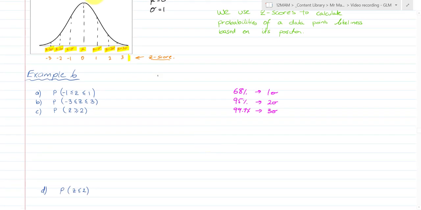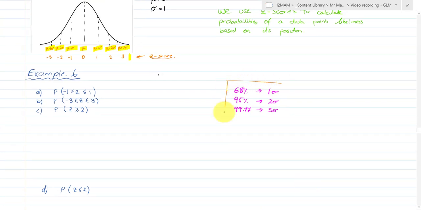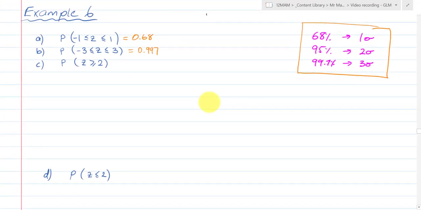Now, first of all, remember this rule. 68% of data lies within 1 standard deviation. And that tells me that the first one is equal to 68% or 0.68. 99.7% of data lies within 3, which tells me the second one is equal to 0.997. Now, the third one's a bit tricky. This is where you've got to start really thinking about the graphs that you draw.